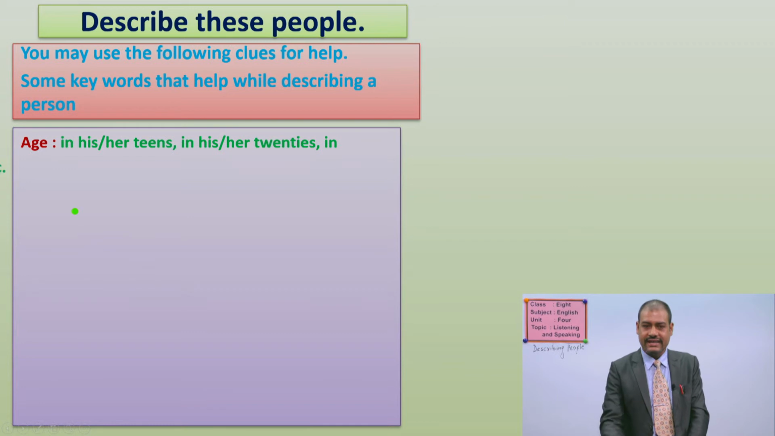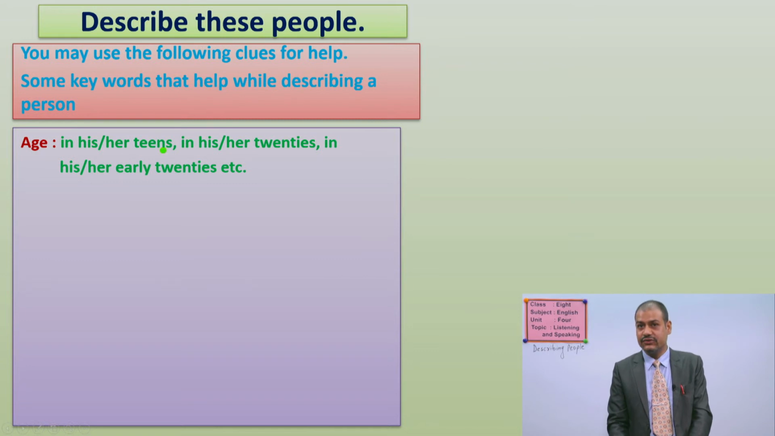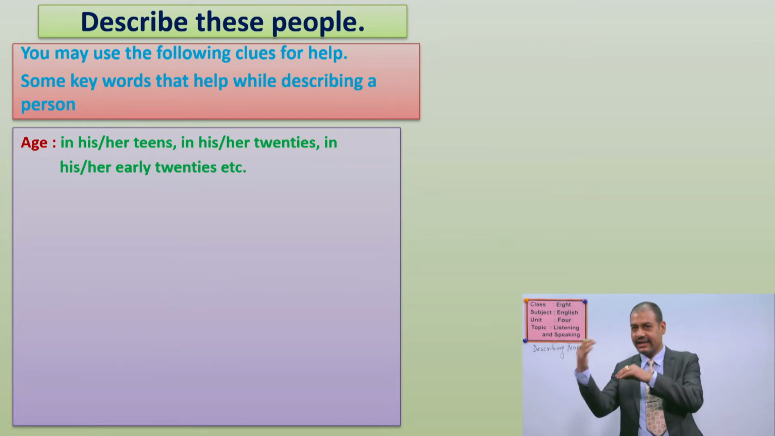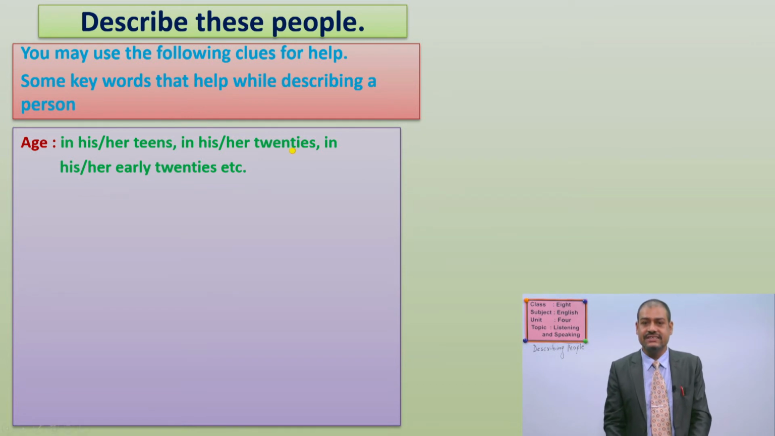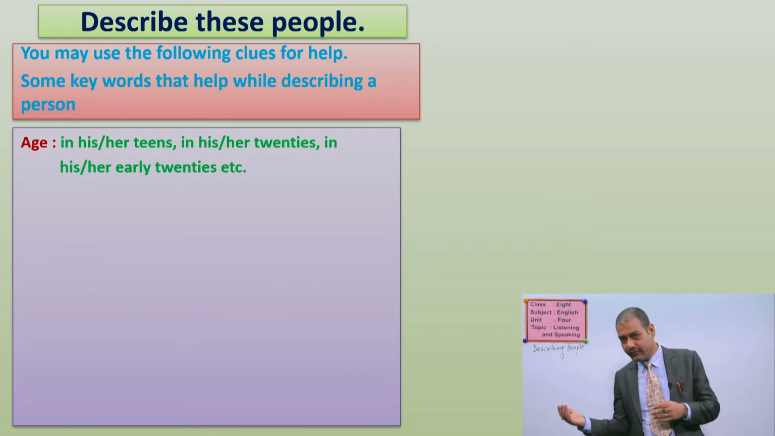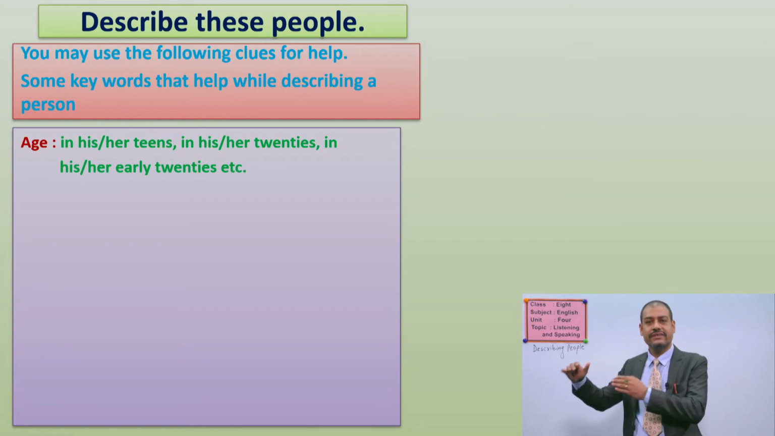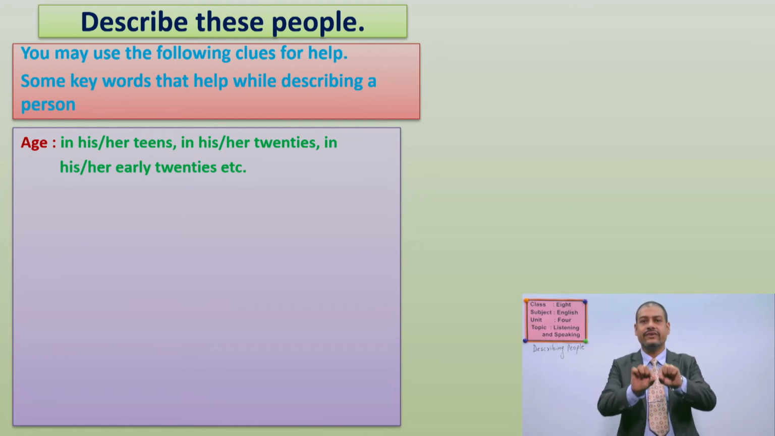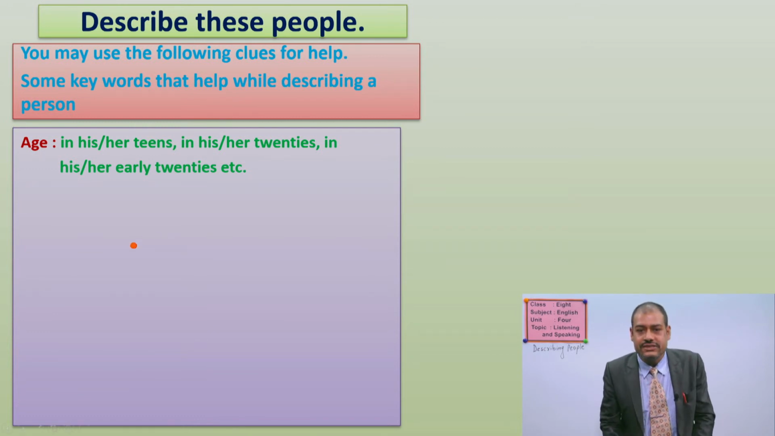So if you want to describe a person's age, you can write teenage, from 13 to 19. Then 20s. For example, if someone is between 20 and 29, then you can write 20s, okay? And then early 20s. Early 20s means 20, 21, 22, or 23. And if it is mid, you can say 24, 25, 26. If it is late, 27, 28, 29. That is how you can divide the age of 10 years, or you can say 9 years, and then you can describe the person's age.